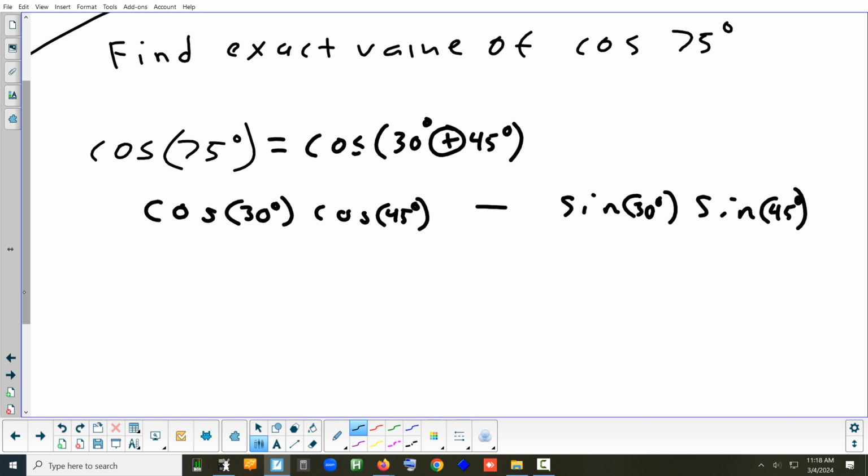Now we just need to go through. And again, if you don't remember the coordinates for 30s and 45s, I would put that on the reference sheet as well. So cosine of 30, you can flip back if you need to. Can someone remind me, what is the x value for the cosine, for the 30-degree coordinate? Yep. Square root of 3 over 2. What's the x value for the 45-degree coordinate?